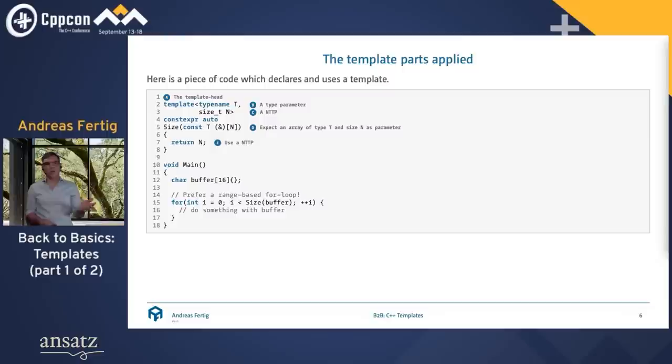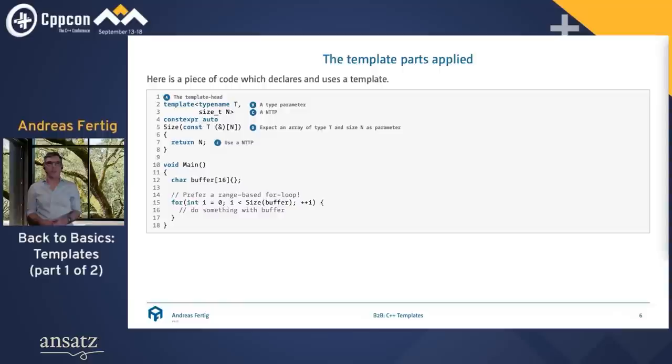In this case, I'm using a type parameter. I give that thing a name, it's T. And I have a non-type template parameter, as you can see in C, which is of type size_t, and I give that the name N. And then next, we can see I'm creating a function template here. Its name is size, it's constexpr, and returns auto. And what it takes is something special. It takes a const T, so my T is the one I declared in B above in the template. So this is deduced by the compiler.